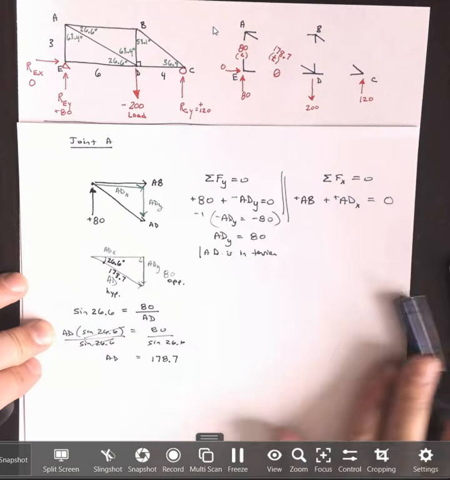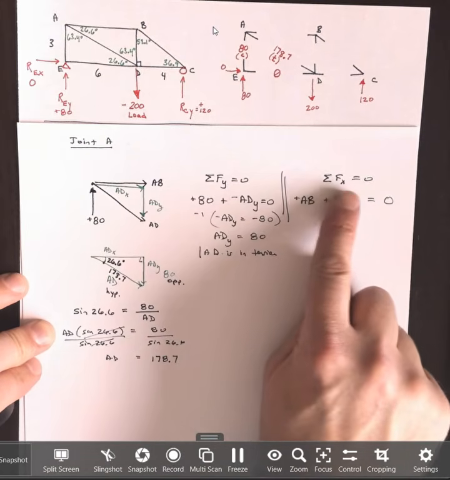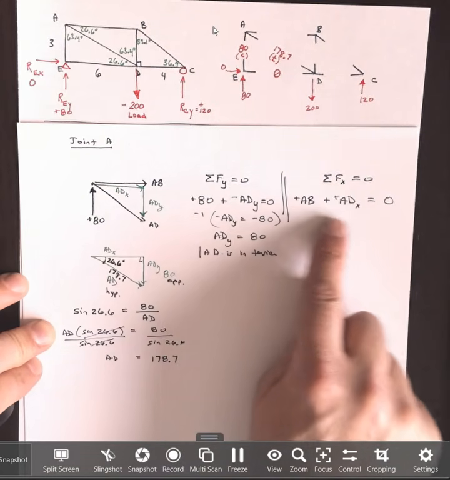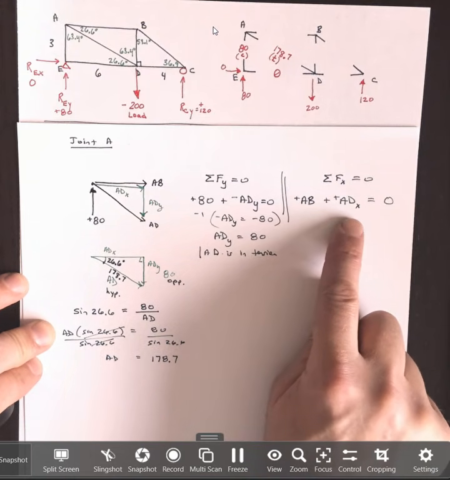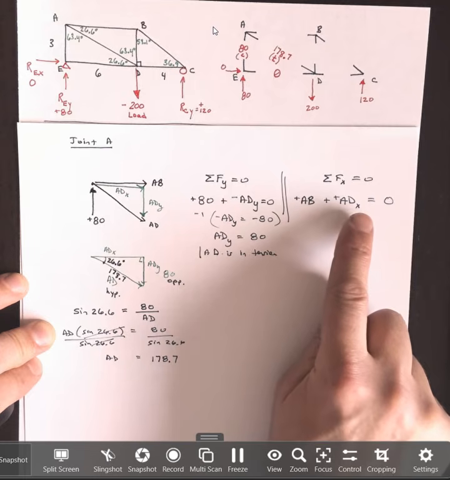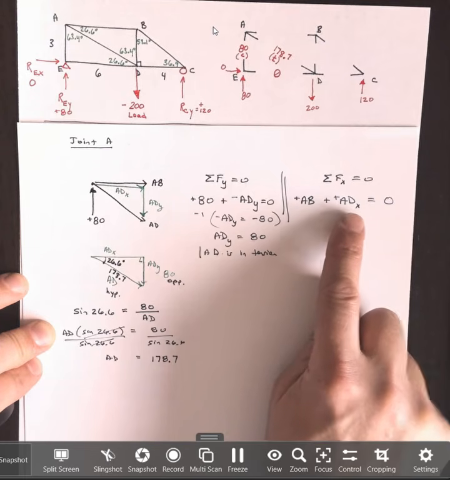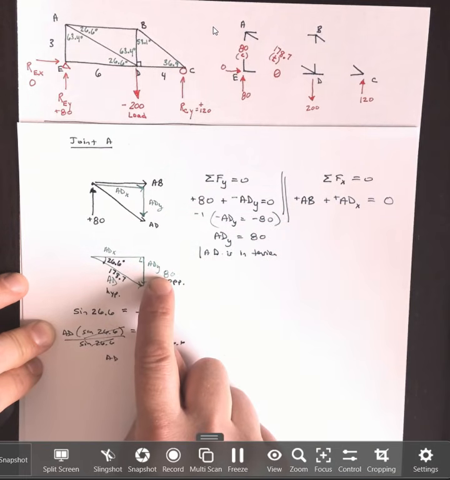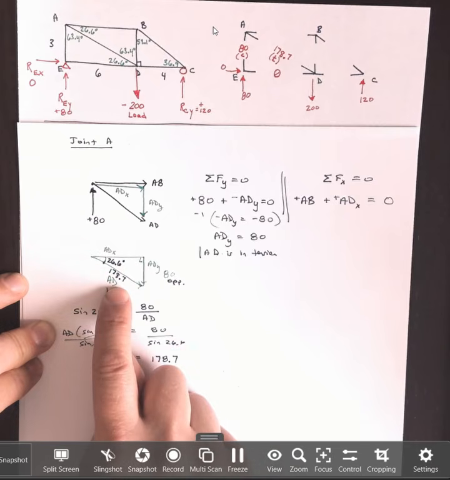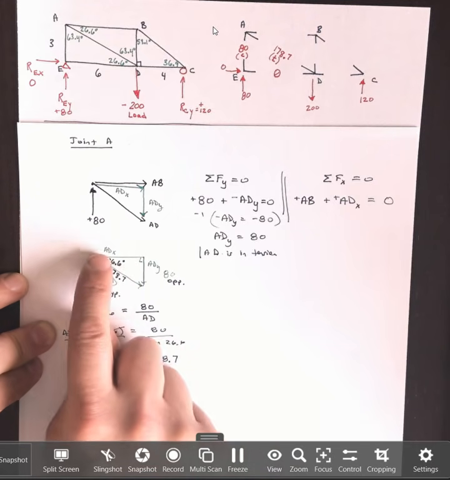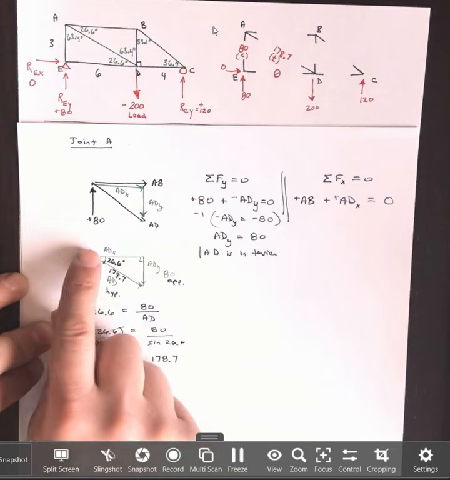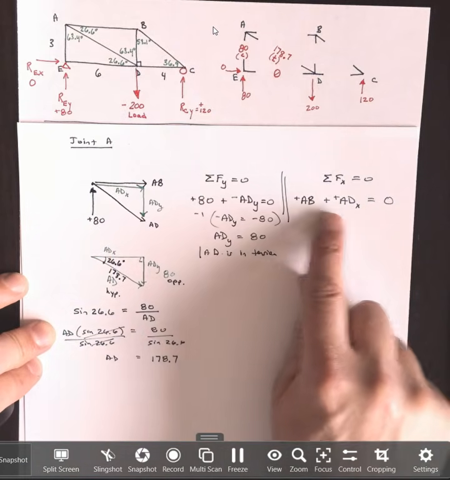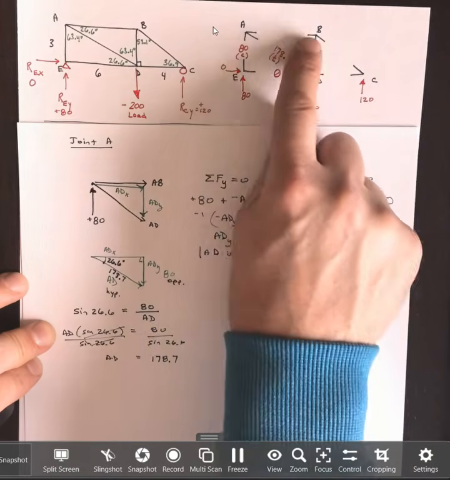Now, if I go back to this joint and say, oh, hey, all the horizontal forces have to add up to equal 0, I actually still have two unknowns. I don't know AB, and this is not AD, this is ADX. It's the horizontal component, and I first found the vertical component. I now have the hypotenuse, but I actually never found the horizontal component. So I want to find ADX so I can plug it in here and then get AB. And I'll have another member.